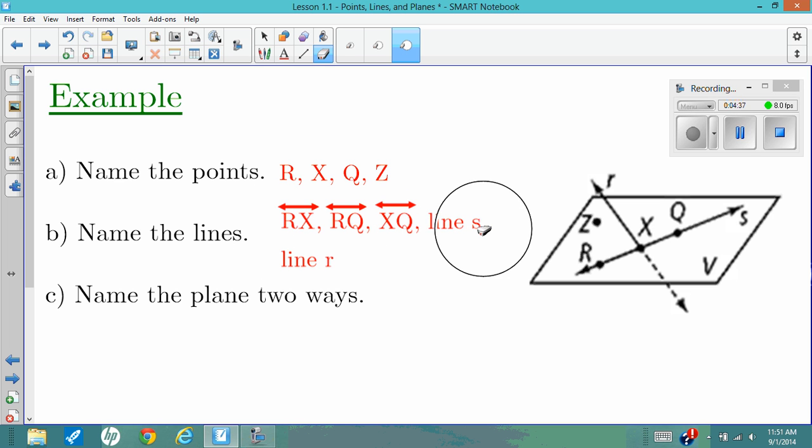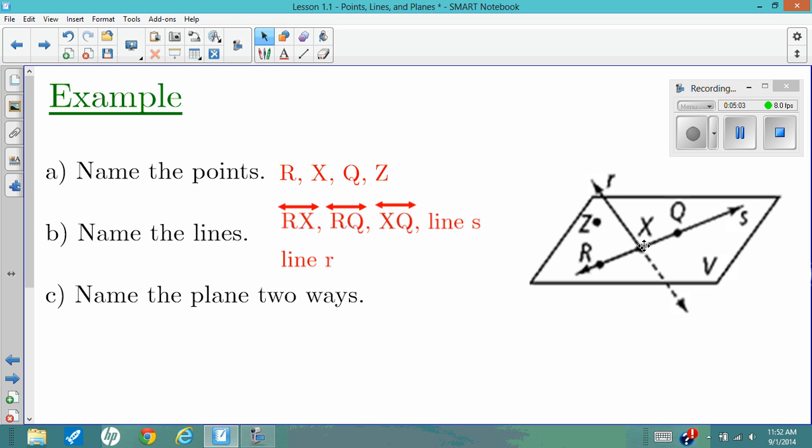There are many names we could name these lines. We can name this line RX, line RX. We can name it line RQ, just choosing 2 points on the line. We can name it line XQ, or we can use the little letter and name it line S. And then this line right here only has one name. It's line R.